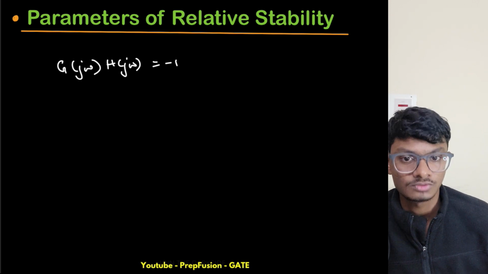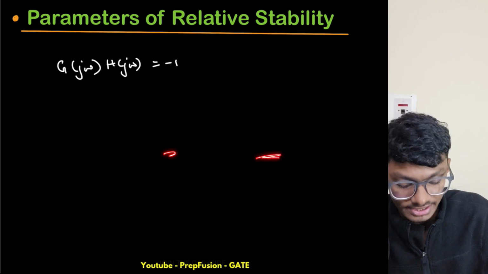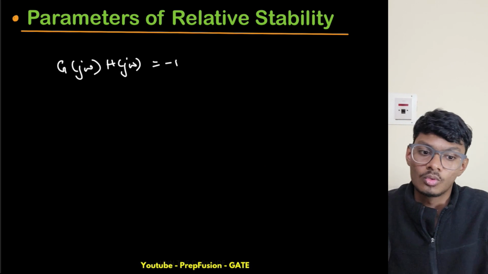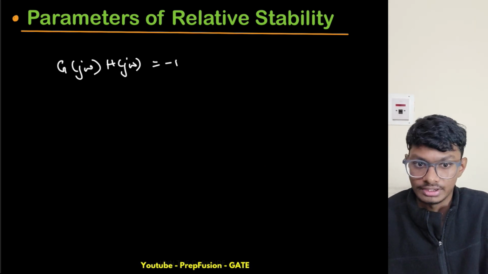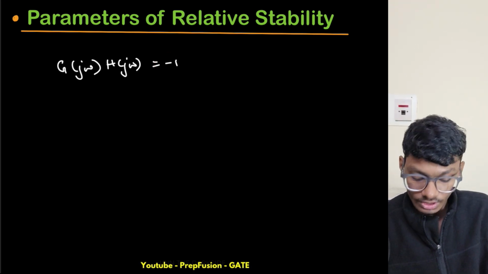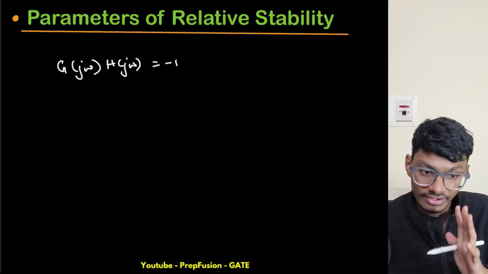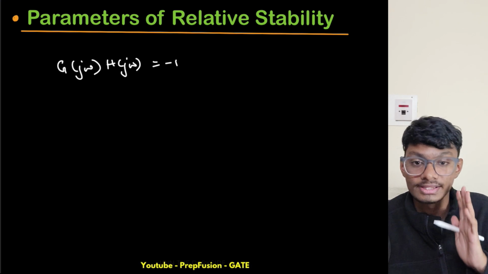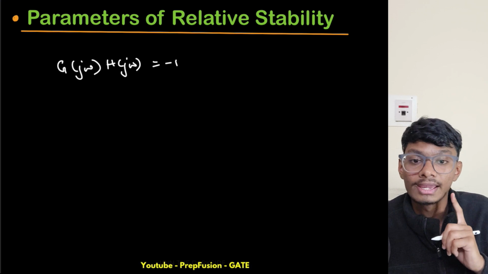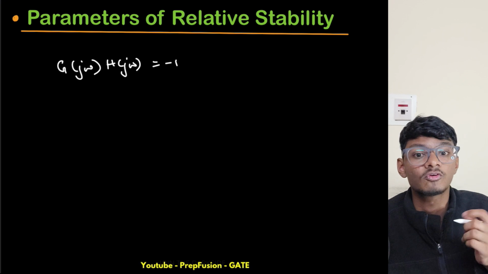If it is a crossover frequency, what does that mean? It is either crossing from the left hand side of my s plane to the right hand side, or from the right hand side to the left hand side. Any of these two things can happen, but it is a crossover point. If this equation is satisfied for any value of omega, then definitely I can say my system will be unstable for a few values of omega.